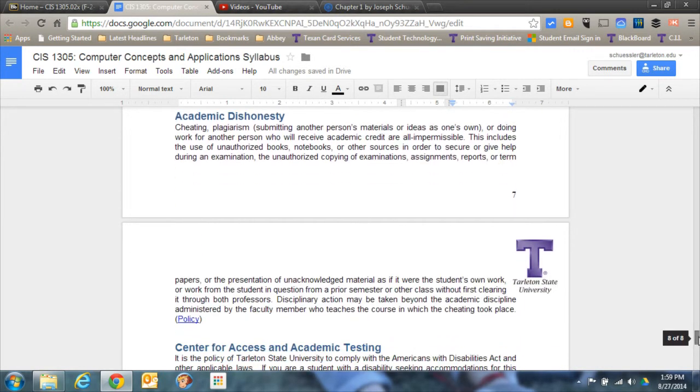Academic dishonesty, if you'll read through the policy, I believe the very first time you get a 0 on the assignment. The second time you get an F in the class. The third time is grounds for being removed from the university.